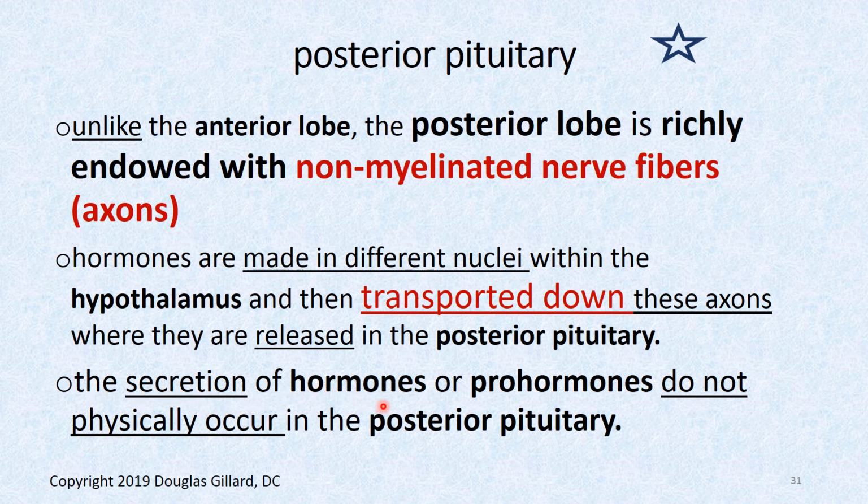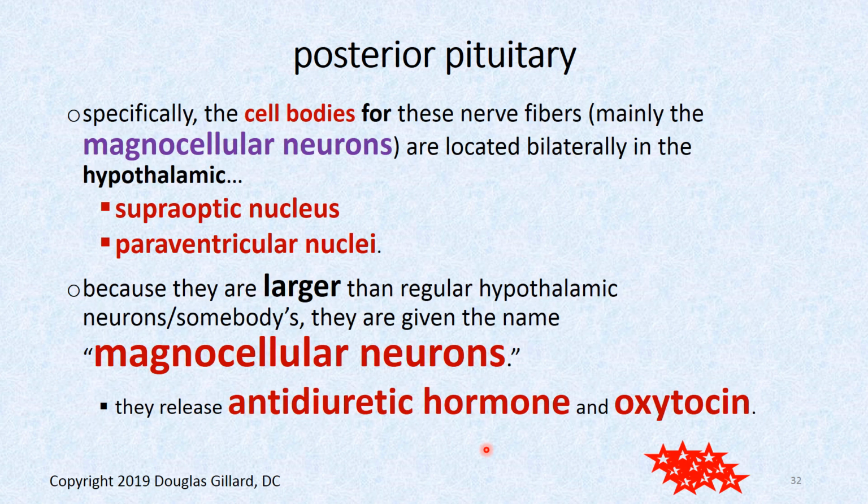Okay, so it's important. The secretion of hormones or prohormones does not occur physically in the posterior pituitary. It's in the hypothalamus that this occurs. Here come the cell bodies.